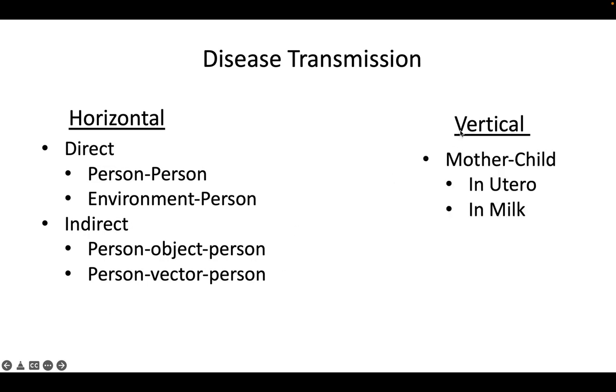And vertical is mother to child, and that's either in utero or in milk, and I think really anything that happens very early, like in the first couple hours after birth, maybe. I think genetic can also possibly be looped in with that, but don't quote me on that.